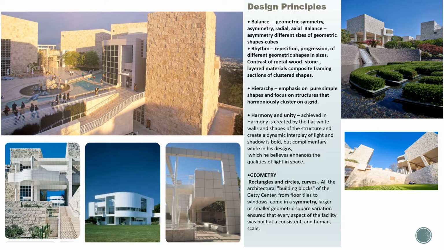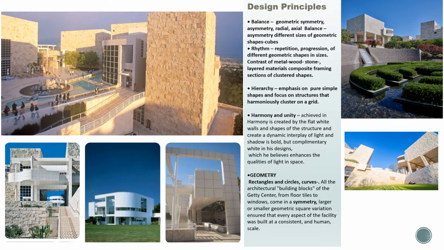The rhythm of the repetition of those cubes, the squares, with the geometric shapes. Even in the floor, we can see that travertine rock is being used in different sizes of squares that are placed on the ground to walk. The contrast of the metal, the wood, and the stone layer materials makes a very interesting, very subtle contrast.